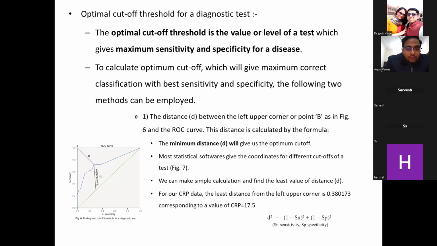So if I draw a line from point B towards the curve, the shortest distance will give me the maximum sensitivity and specificity possible for that test, and that point would be the cutoff. Suppose the CRP was 20 and 30 here, so my CRP cutoff would be 25, somewhere between 20 and 30. The software is the one that gives the cutoff. Next slide.